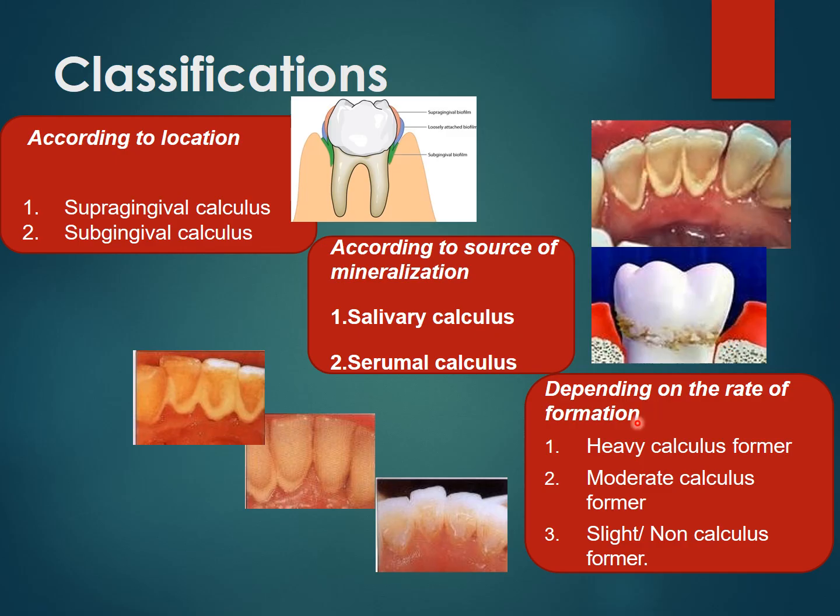The third one depends on the rate of formation. It has been classified into heavy calculus former, moderate calculus former, and slight or non-calculus former. The removal of plaque and calculus is used for the reduction of gingival inflammation and also an increase in attachment. Both supragingival and subgingival calculus can be seen on radiographs. Highly calcified calculus deposits are readily seen as radiopaque projections.